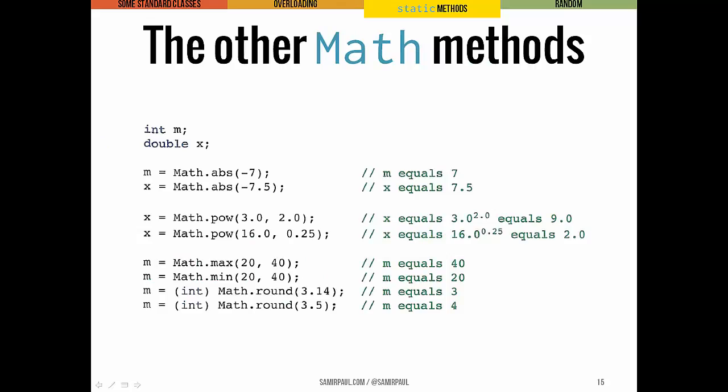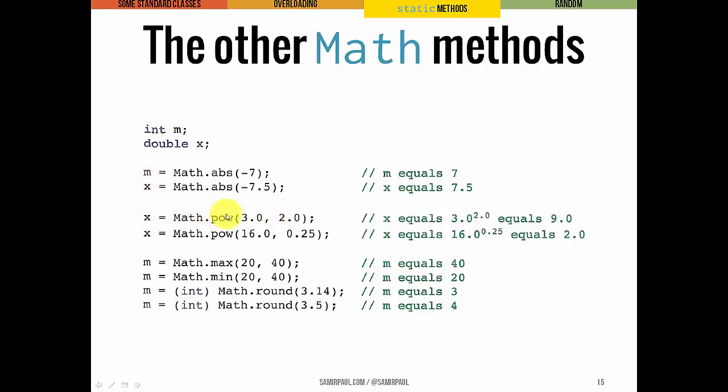Real quick, here are some examples of the other methods that we defined back there in the math class. This is only a small sampling of the methods that are actually in the math class, but these are the ones that appear on that slide back there. You can see we have an integer called m, a double called x. Okay, if I take the absolute value of -7, then I get 7 stored in m. If I take the absolute value of -7.5, then I get 7.5 stored in x.